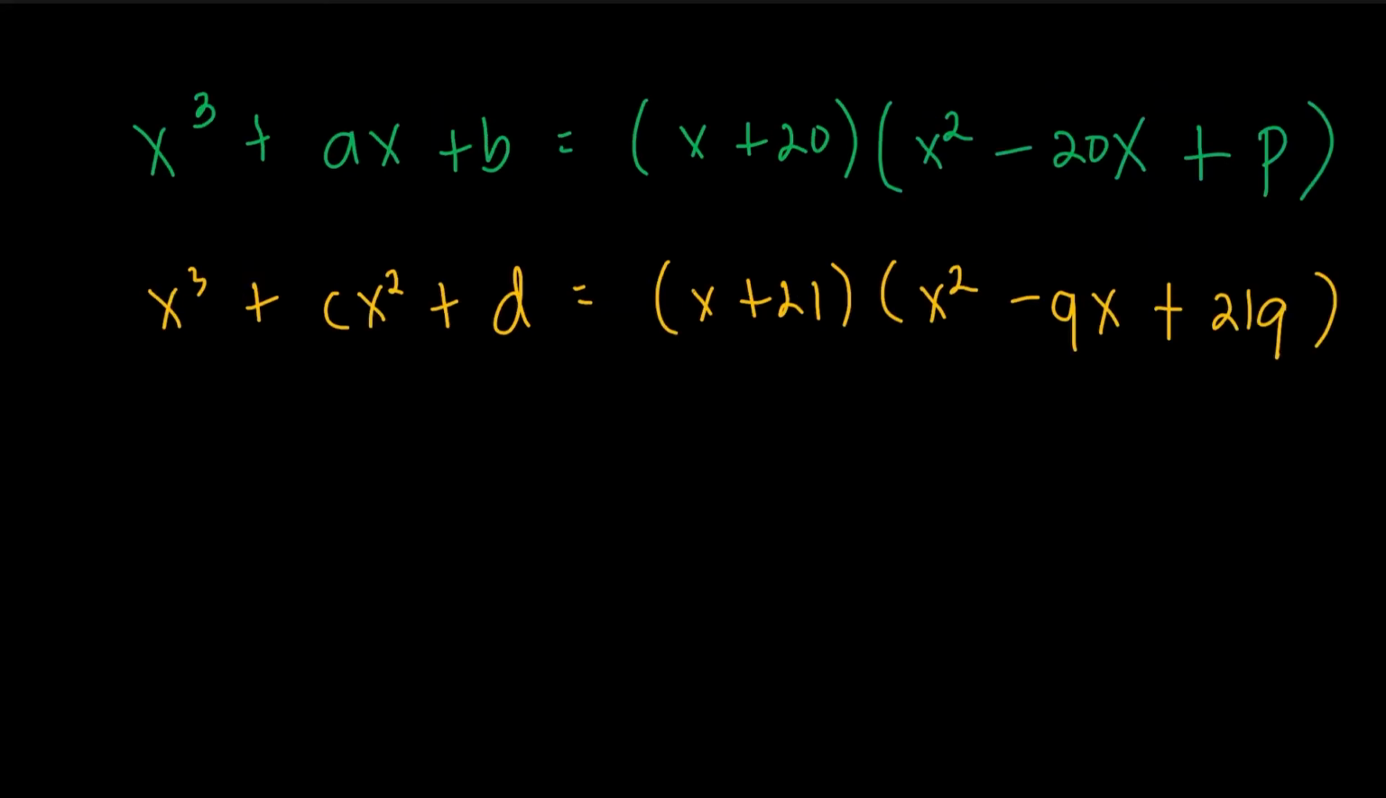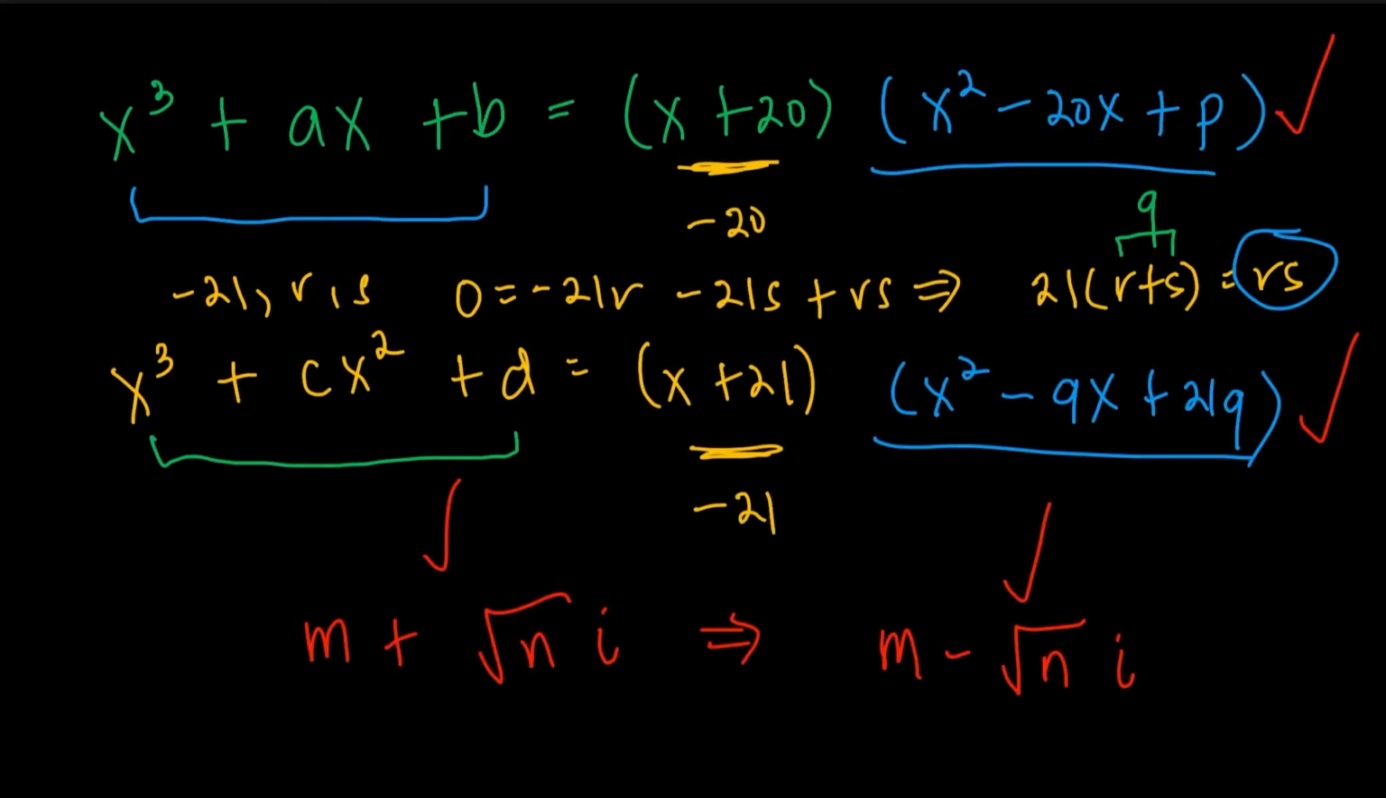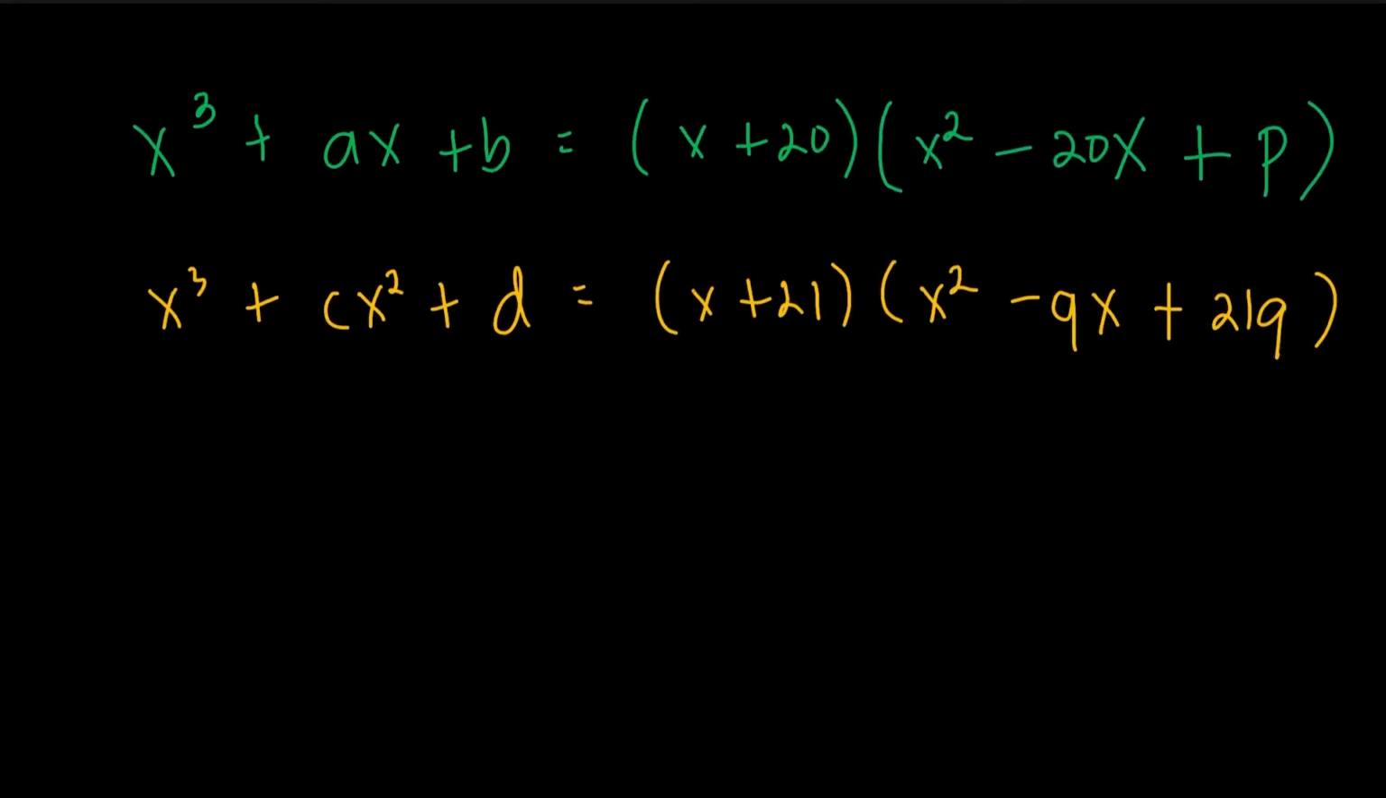So we have these two: x squared minus 20x plus p, and x squared minus qx plus 21q. Based on the rule of quadratic surds, as presented earlier, we know that these two must be exactly the same. So we can just compare coefficients. The negative 20x should equal the negative qx, so negative 20 equals negative q. That tells us that q equals 20.